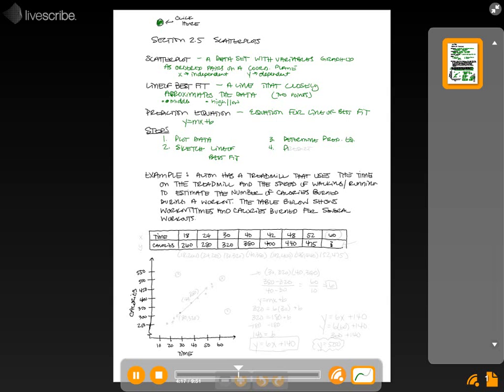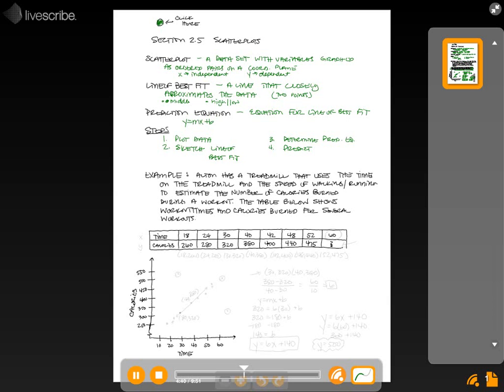And then 4 is going to be to actually predict something. Our problems are going to ask us to give us a time or something and come up with however many calories are burned, or how tall you should be after 8 years. Okay, so we got to predict something, and that's going to be step 4. And what we do is we plug whatever they tell us back into our prediction equation that we came up with.